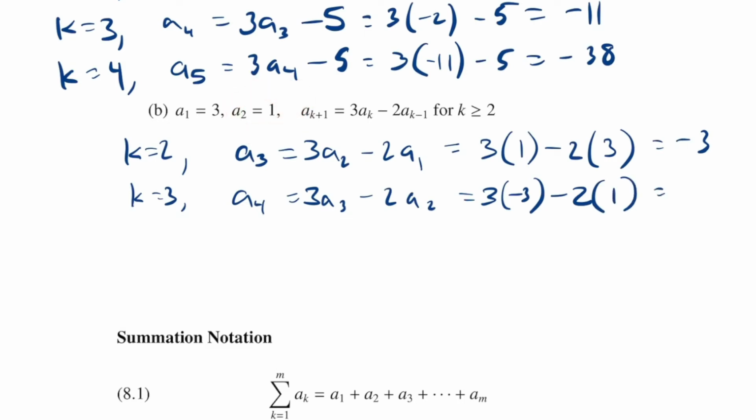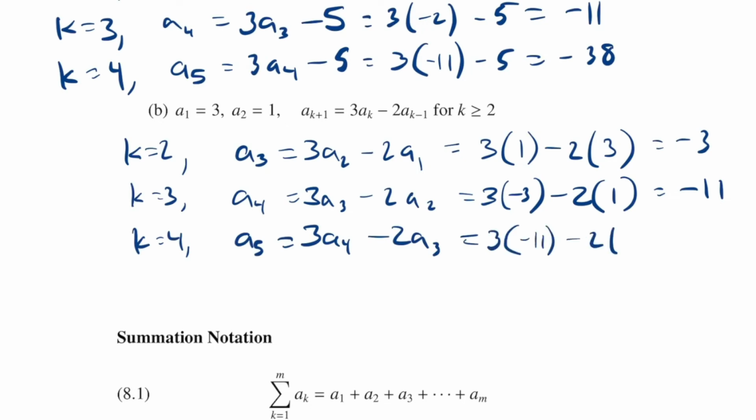The next one, a sub 5, is going to be a sub 4 and a sub 3. And we know both of those. A sub 4 is negative 11, and a sub 3 is negative 3. So that's going to be negative 33 plus 6, which is going to be minus 27.